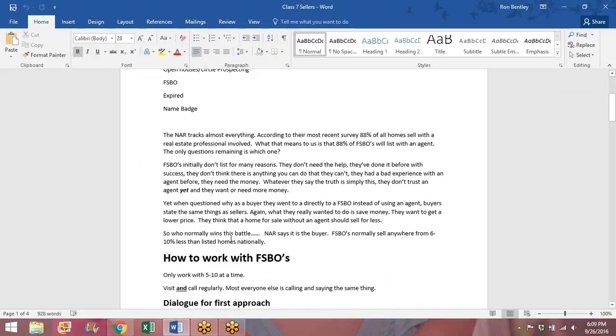By the way, here's a little number. For sale by owners actually only sell, depending on where you're at, 6 to 10% less than homes that are listed. So that's, in most of California, if they're doing 6% less, they could have paid us for the 5% and still got 1% more. Or over here, they could have got 5% more. So they just don't know that. They think they can do it themselves, particularly in a seller's market.